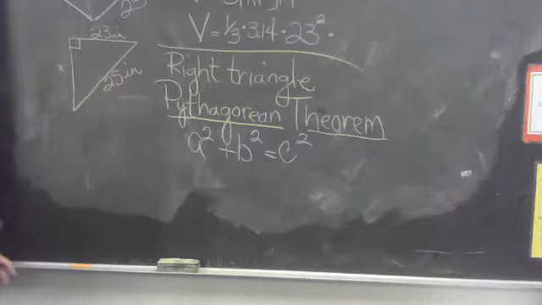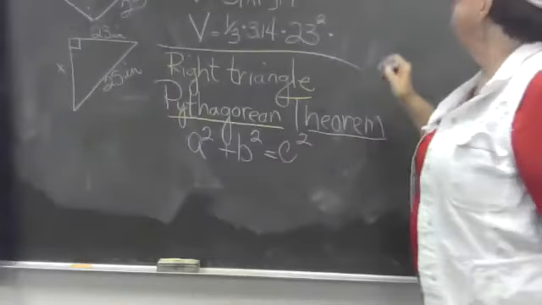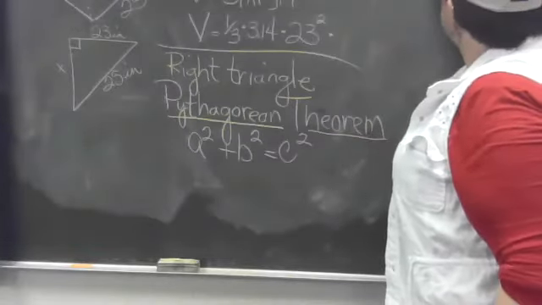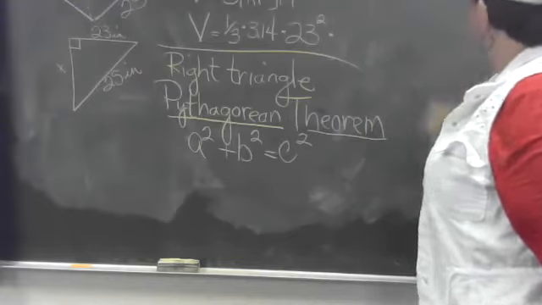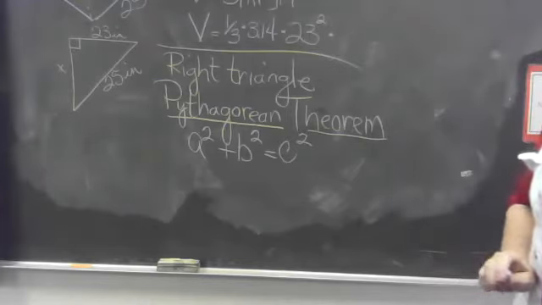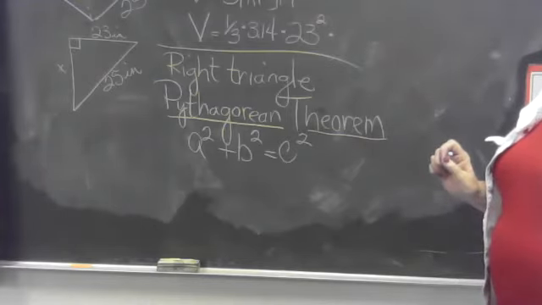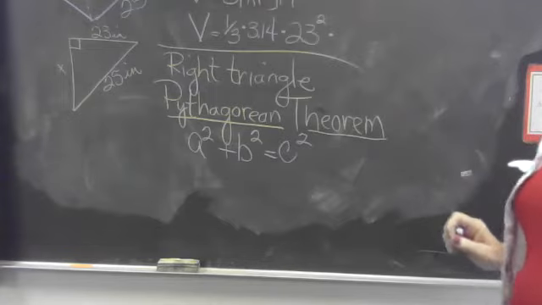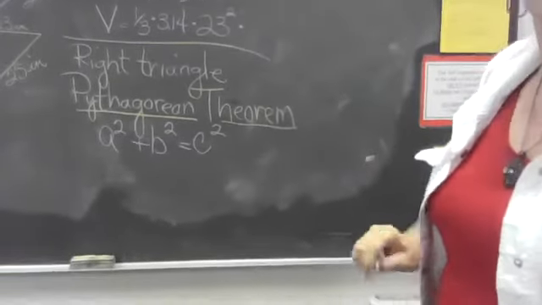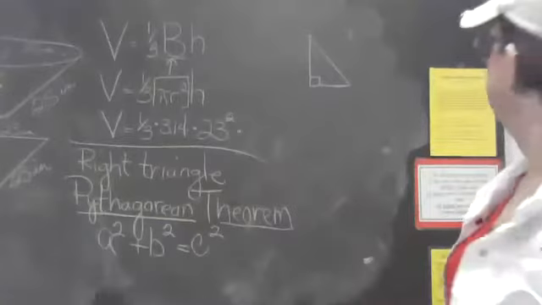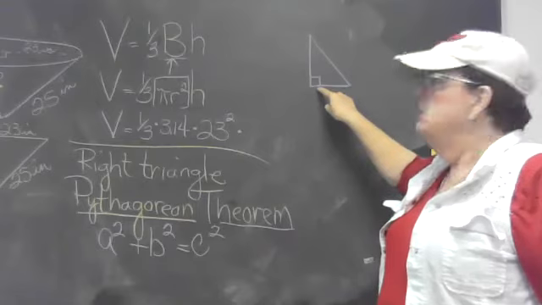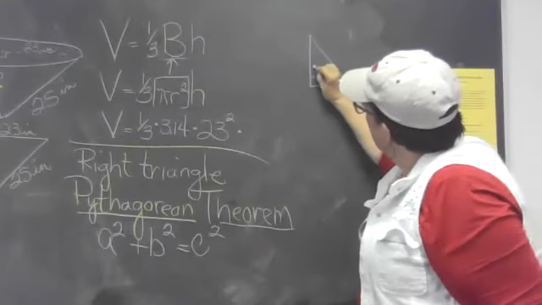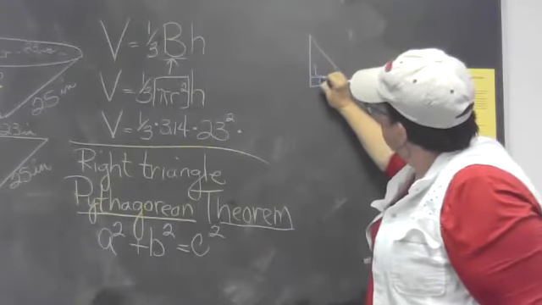Now this is how I tell people to remember the longest side if you can't tell by looking. Okay, let's say here's a right triangle. If you're trying to find out which one is C, this is kind of fun. It's not showing. There we go. Okay, if you're trying to find out which one is C, which one's the hypotenuse, then think of this little guy right here.